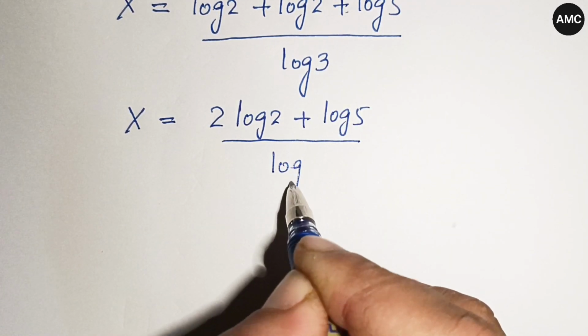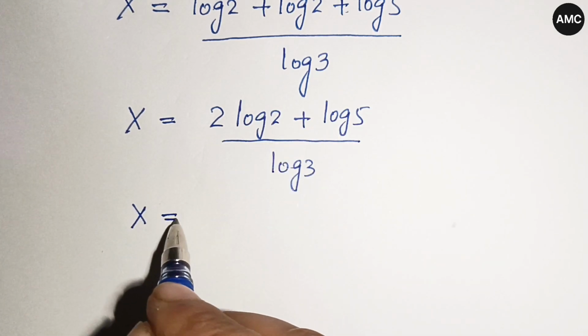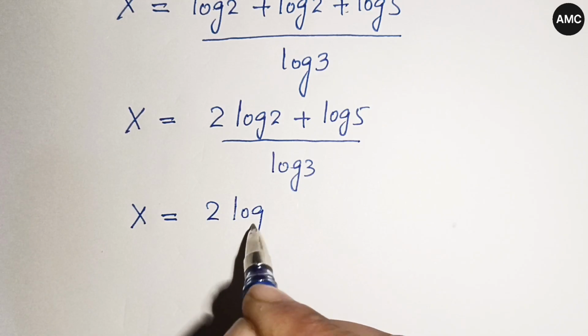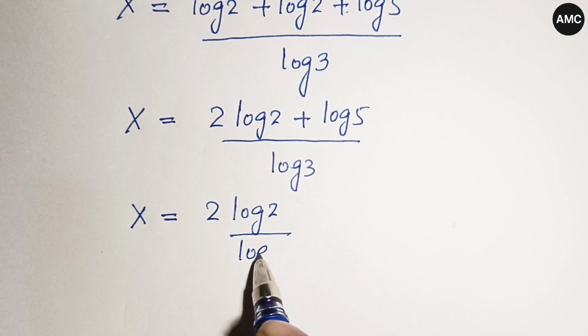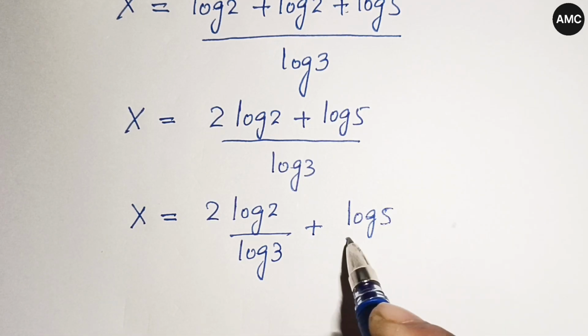Now writing this denominator separately with both these terms, so we get x is equal to 2 log 2 over log 3 plus log 5 over log 3.